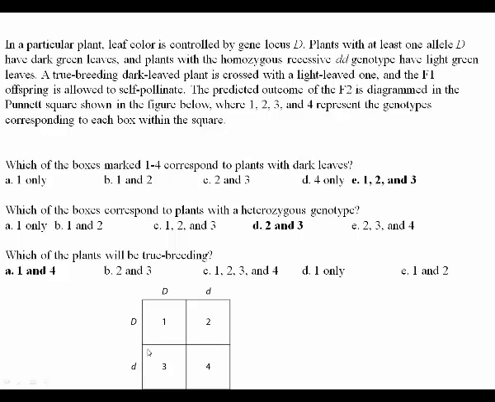Which of the boxes, marked 1 through 4, correspond to plants with dark leaves? Because they're carrying a big D allele, boxes 1, 2, and 3 will all represent offspring with dark leaves. 2 and 3 represent plants with a heterozygous genotype, carrying big D and little d. True breeding means homozygous. So both boxes 1 and 4 represent true breeding or homozygous plants.